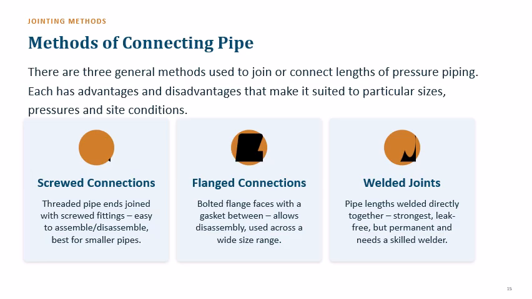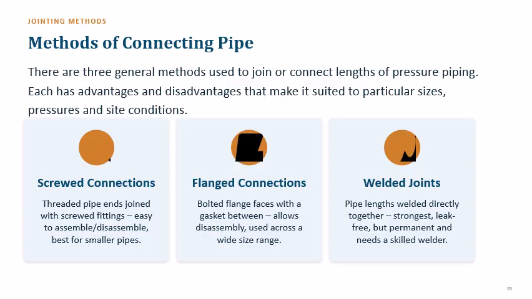Next is the jointing methods, that is, methods of connecting pipes. There are three general methods used to join or connect lengths of pressure piping. Each has advantages and disadvantages that make it suited to particular sizes, pressures and site conditions. The first is the screwed connection, the second is the flanged connection and the third is the welded joint.